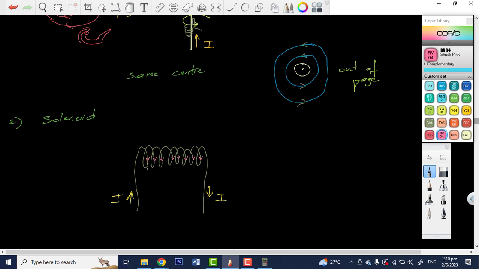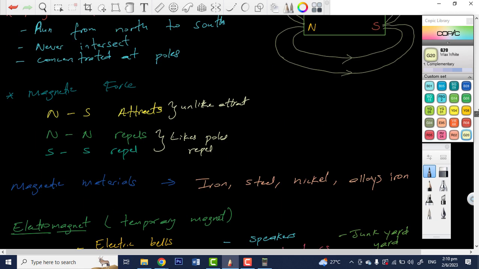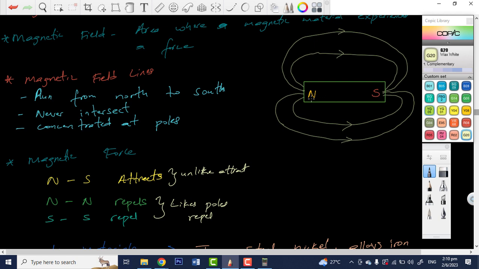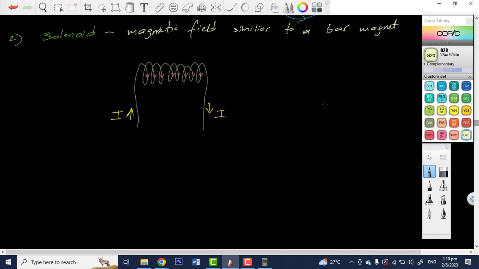Alright? So what we're saying now is that when the current flows in a solenoid, right, we're going to get a magnetic field similar to a bar magnet. Now we know that this is a bar magnet, and a bar magnet has a north pole and a south pole. So we're going to get a similar thing happening with the solenoid.